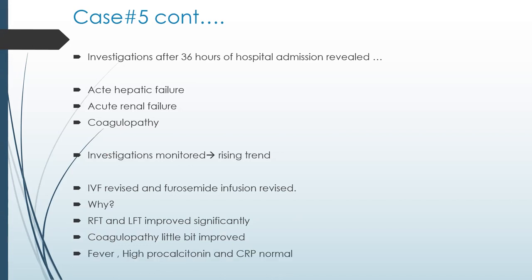But fever continued, and procalcitonin was very high, but CRP was normal. Why is CRP normal here? Because of acute liver failure, CRP is produced in the liver. So in acute liver failure, we can't assess sepsis or inflammation by CRP.